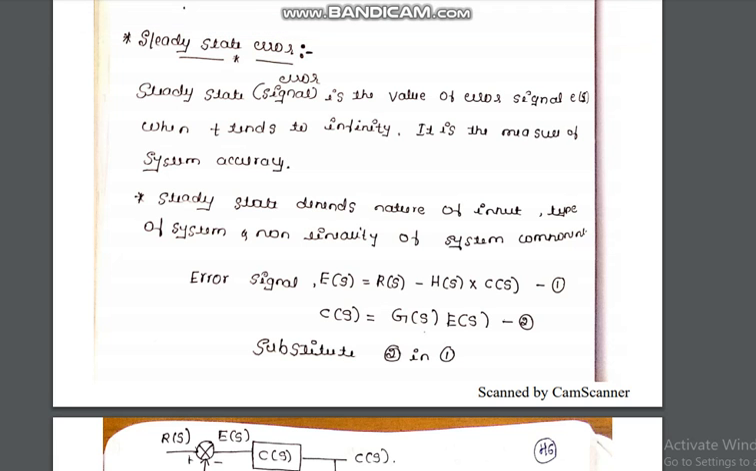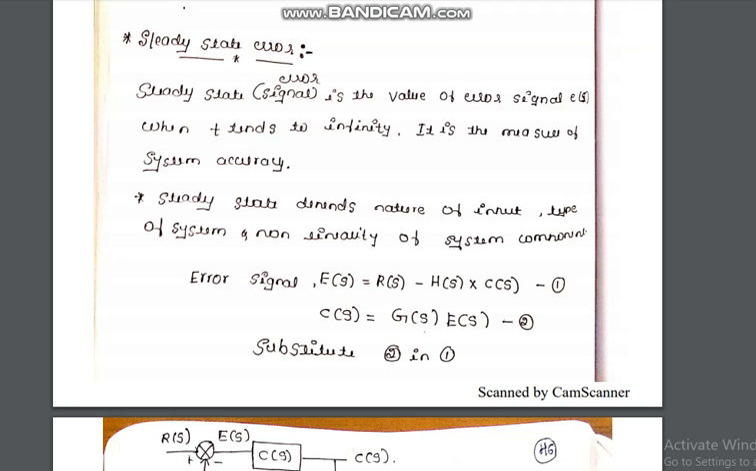In this video, we will discuss the steady state error concept. Steady state error is the value of the error signal, that is E(s), when t tends to infinity. It is the measure of system accuracy. Steady state error depends on the nature of the input, the type of system, and the non-linearity of system components.